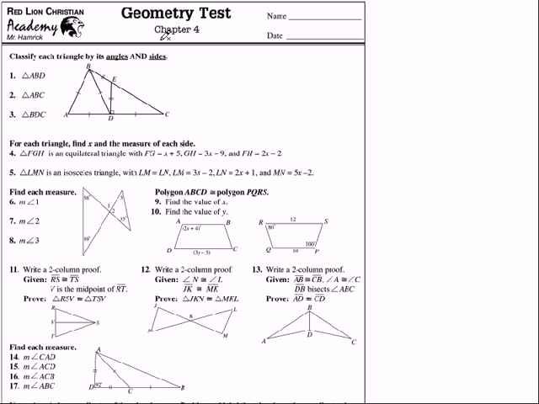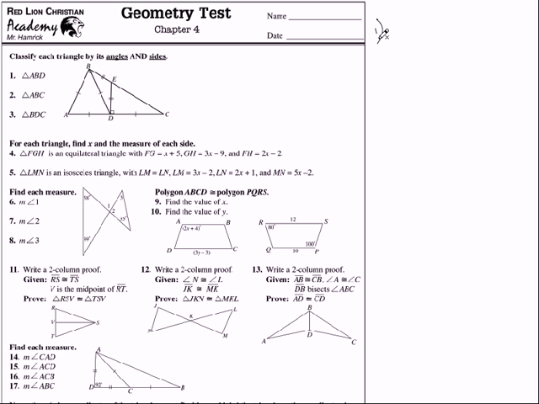Isosceles, equilateral, scalene, and I think that's it, right? Because isosceles is 2, right? Scalene is 0 sides equal, and equilateral is 3 sides equal, okay? You got it? Okay, so let's take a look at triangle ABD.